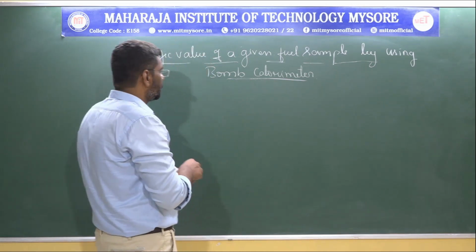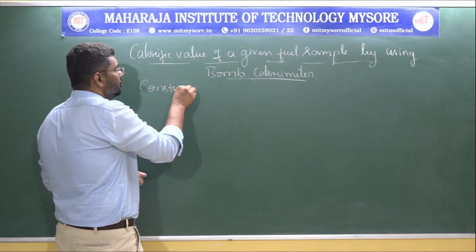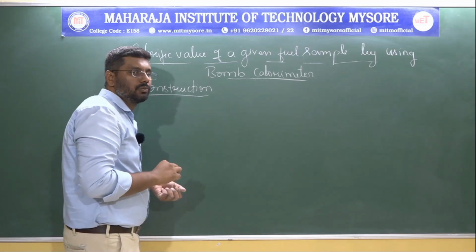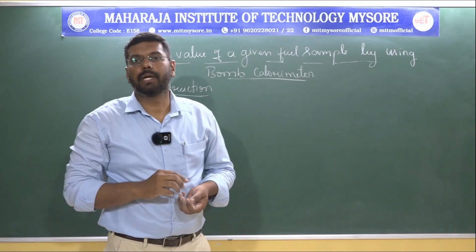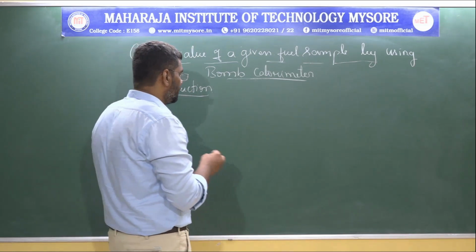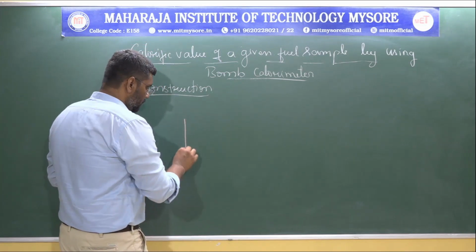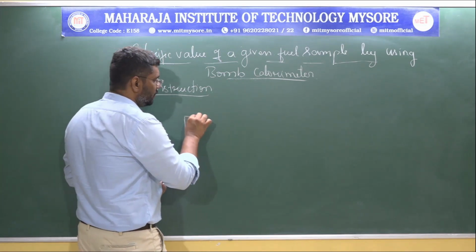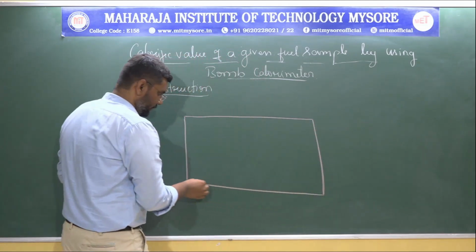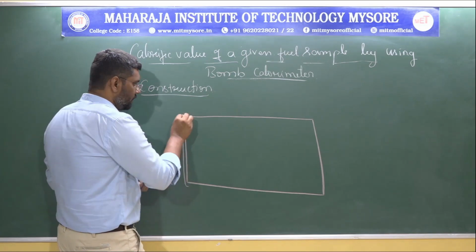Coming to the construction part, first we need to discuss the construction of the bomb calorimeter, and then its working. So how is it constructed? The bomb calorimeter mainly consists of a stainless steel container.